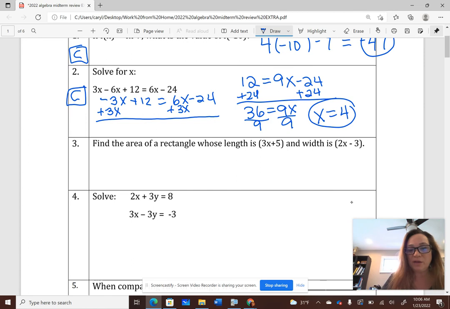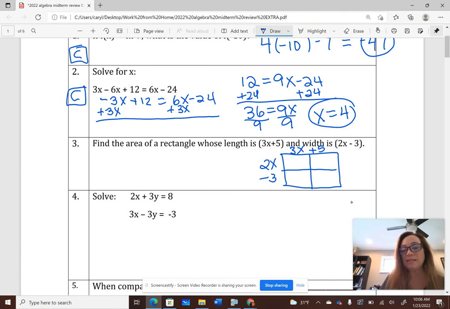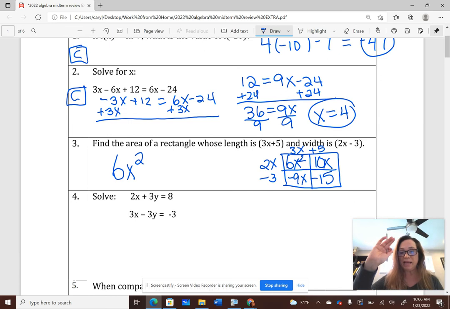All right, find the area. So I'm going to use the area model. 3x plus 5 for one side, 2x subtract 3 for the other. You're going to multiply to find the partial products. And that is the answer. However, we write the answer in standard form, which would mean highest exponent to lowest and combining the like terms. So that would be my final answer, which is a trinomial. And you can check this on the calculator.